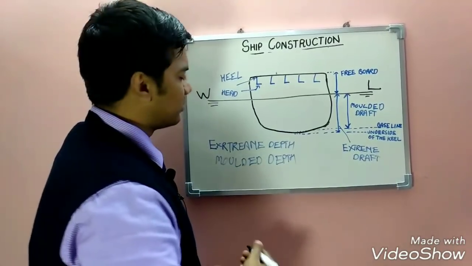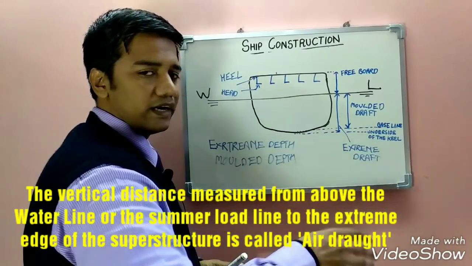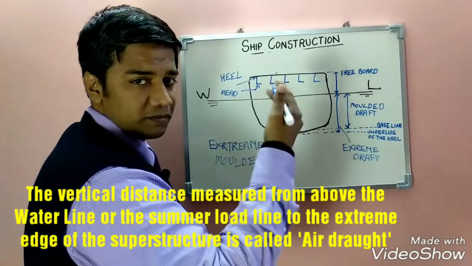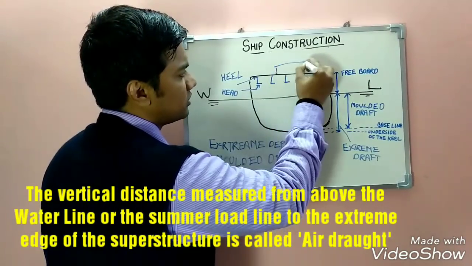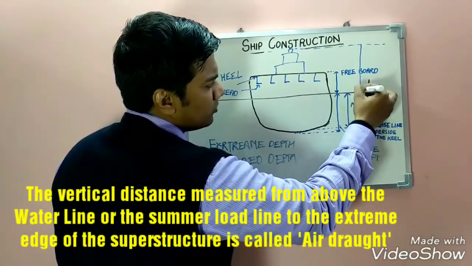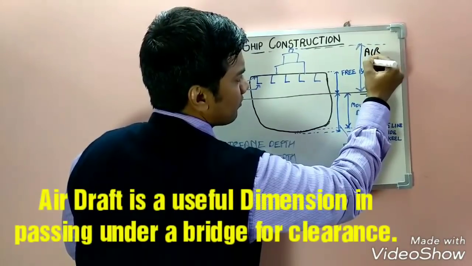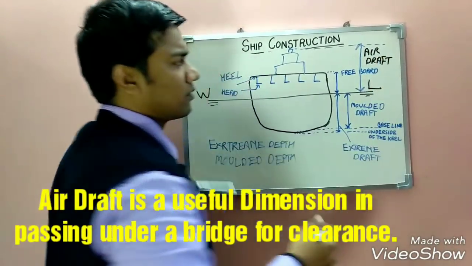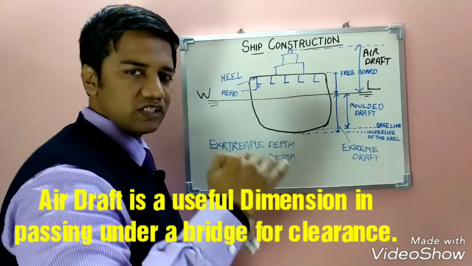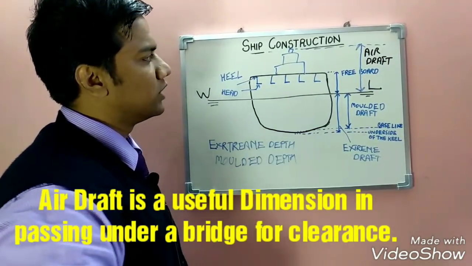Then comes air draft. Now what is air draft? Air draft is the vertical distance measured above the waterline or the summer load line or whatever draft you have, above the waterline to the extreme superstructure present on the ship. So for consideration, this is the accommodation, this is the extreme structure. So this is going to be your air draft. Now some of you may ask, what is the use of air draft? The air draft is used where you are crossing bridges, the places which have bridge construction. For clearance, air draft is used.